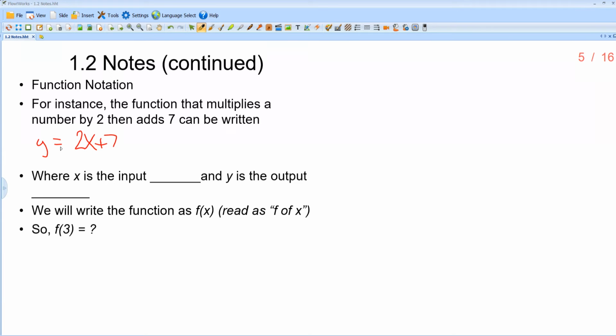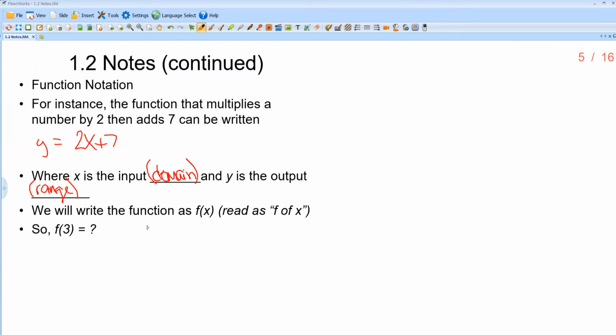So we're used to seeing this as y equals 2x plus 7, where x is the input, aka the domain, and y is the output, the range. So I'm going to put in an x value, and I'm going to get a resulting y value. Just a hint, it is a function.